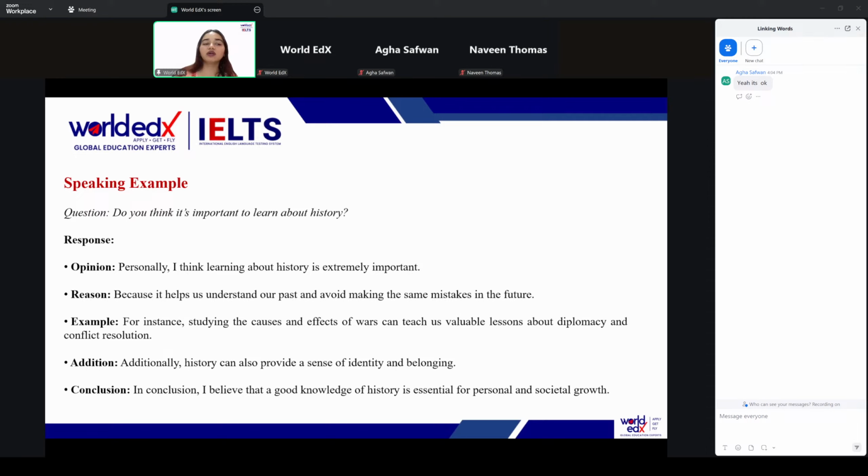For example, here it says, "Do you think it is important to learn about history?" Now you have to follow three rules in giving an answer: opinion, reason, and E. This is called the ORE technique, where you give your opinion, you say either yes or no, then you give the reason behind your opinion, and then you back your answer up with an example. For example, this is an opinion based question, so you can definitely say, "Personally, I think learning history is extremely important."